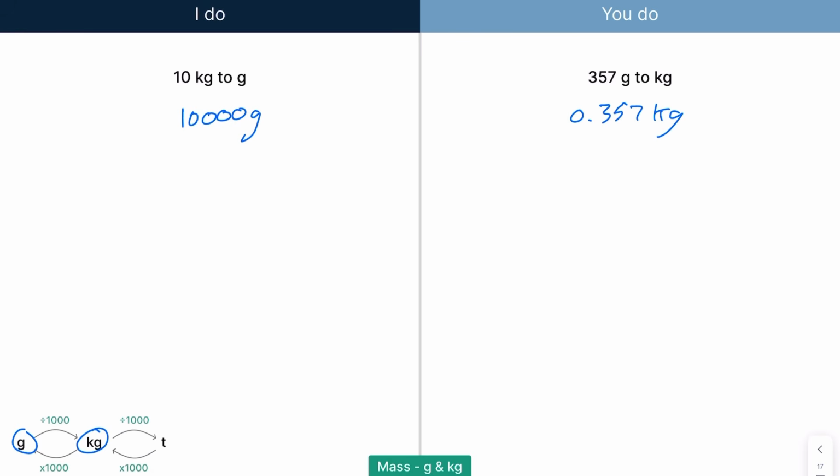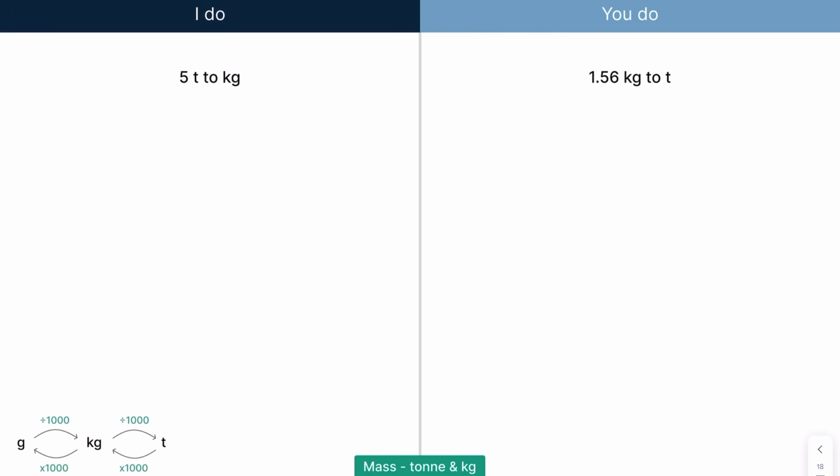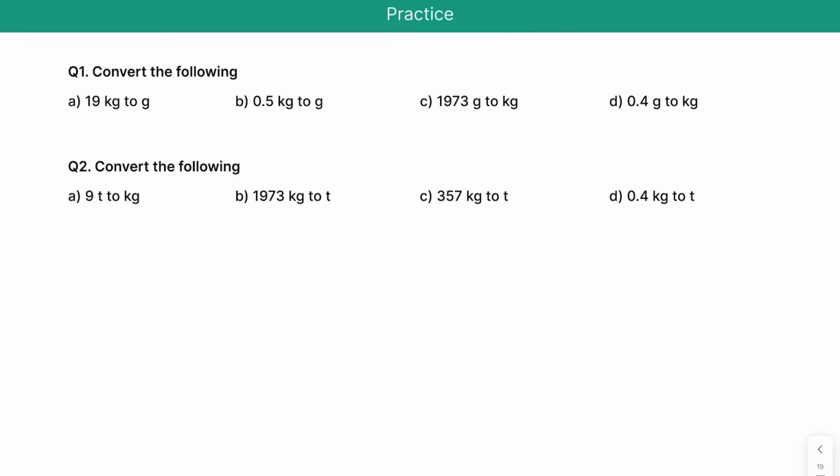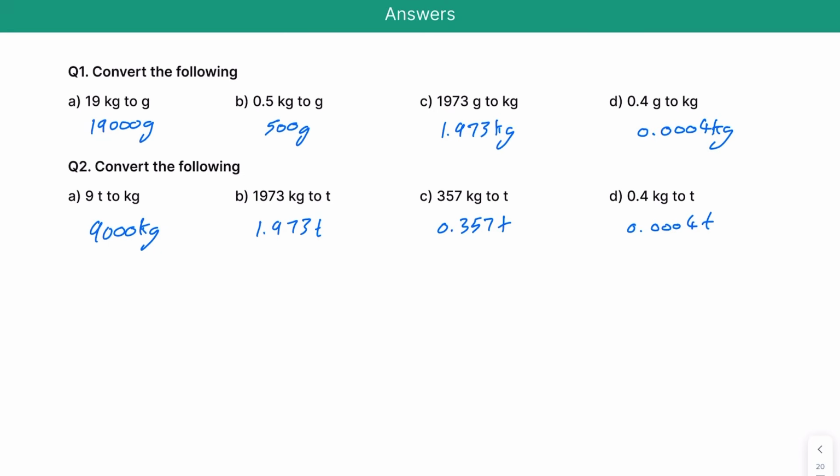Again, hopefully you pressed pause and had a go. So we are going from ton to kg, so times that by 1,000. And on the other side, we are going from kg to ton. So that is going to be 0.00156 ton. And moving on, here's some practice questions. Press pause and have a go. Here are the answers. Mark your work.